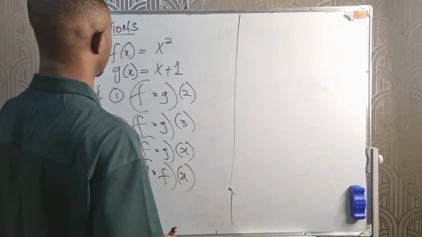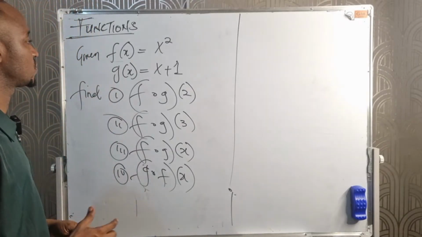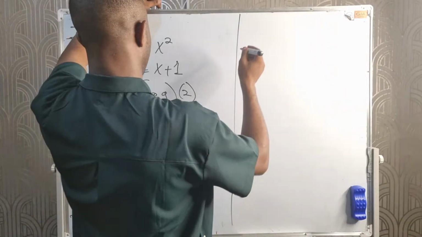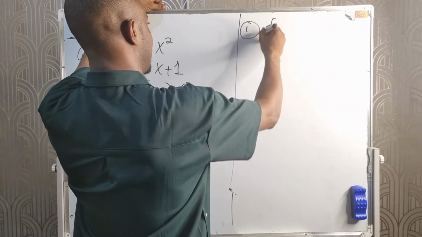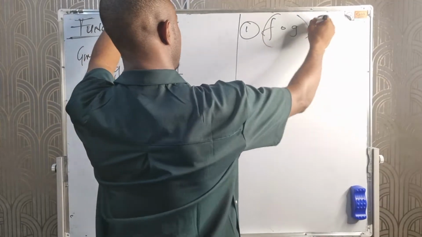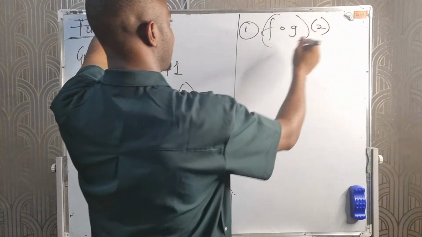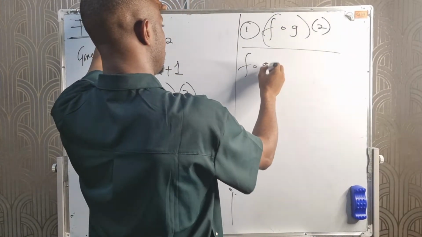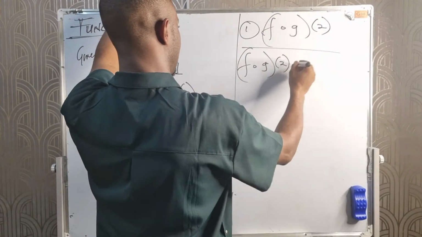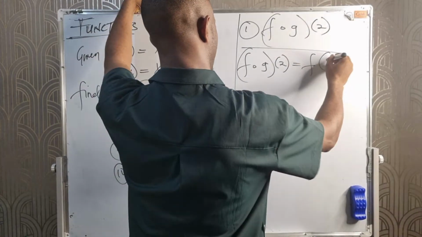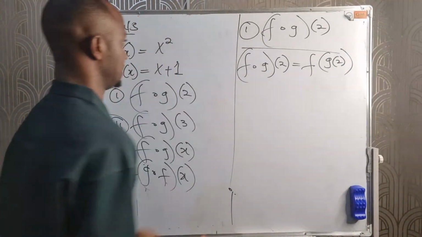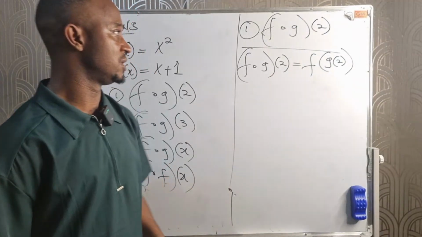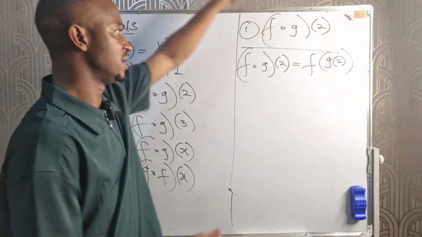This is under composite functions. We are told that f of x is x squared and g of x is x plus 1, and we are finding f o g 2. The first one said find f o g 2. Don't forget that this can be expressed as what? f o g 2 can be expressed as f of g of 2. Don't forget, right? We analyze this together. f o g 2 is the same as f of g of 2.